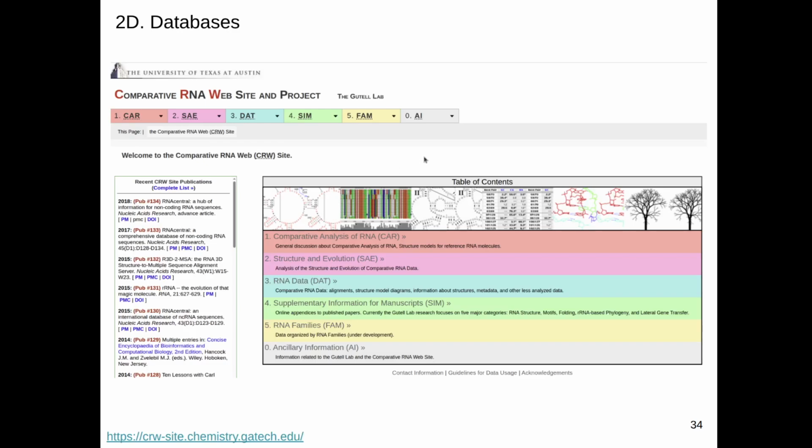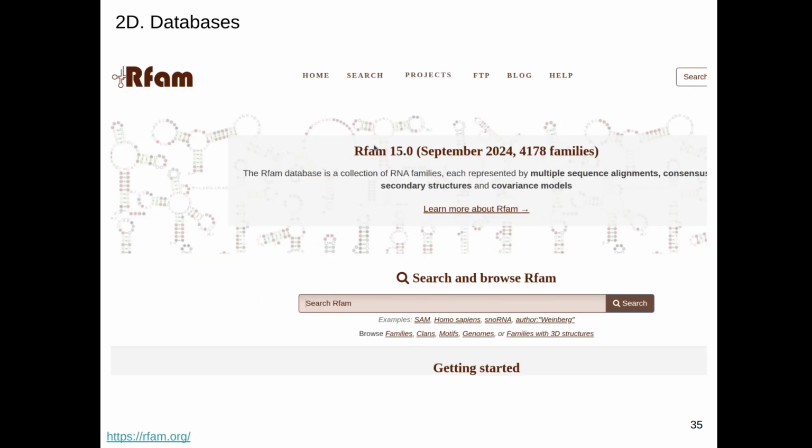And databases. So we have the CRW database, which is a very old database, the oldest database, I think, of alignments of non-coding RNAs, and these are, as I know, human curated alignments. It has not many, so I think 100 or 200 alignments, I believe.